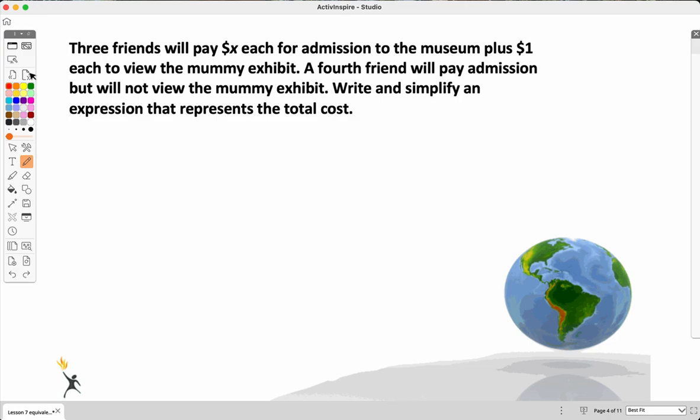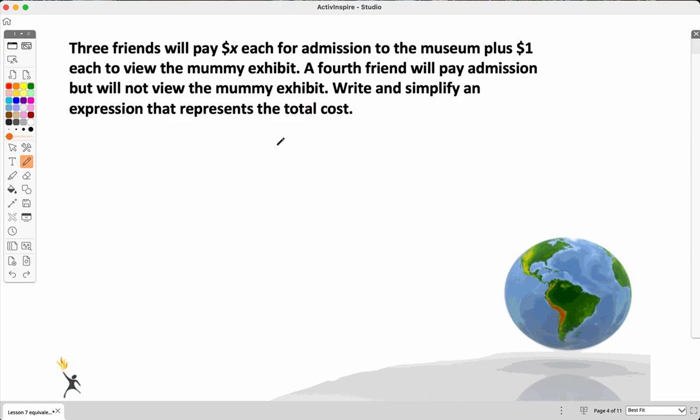Let's take this up a notch and take a look at what it might look like with a little more challenging problem. So now we have 3 friends that pay x dollars for admission to the museum plus $1 to go to a mummy exhibit in addition. A 4th friend will pay for the admission but doesn't want to go see the mummies. So write and simplify an expression that represents the total cost.